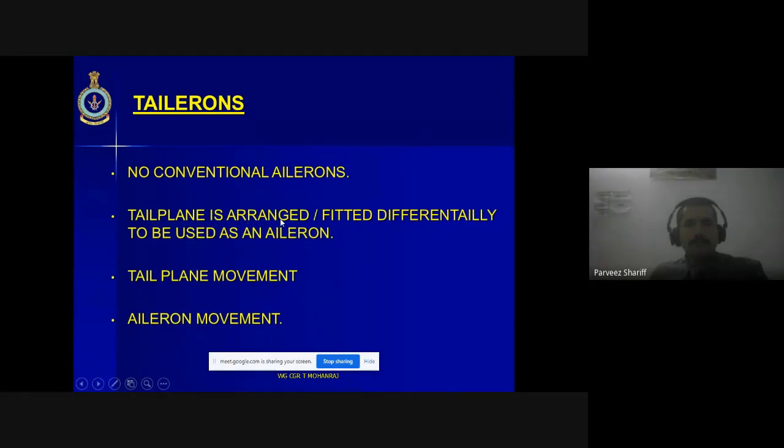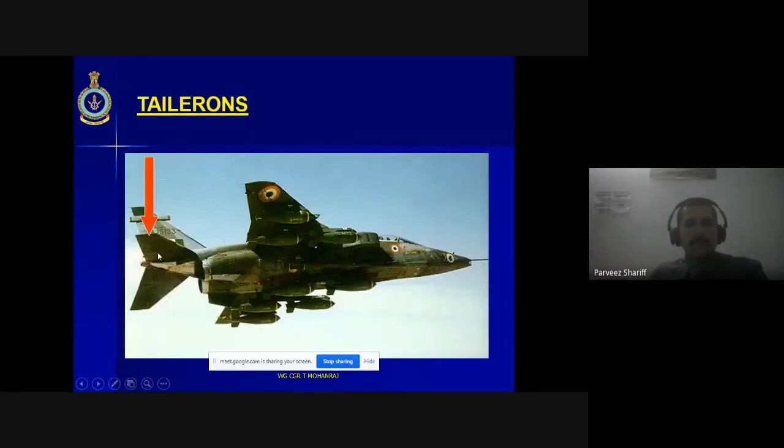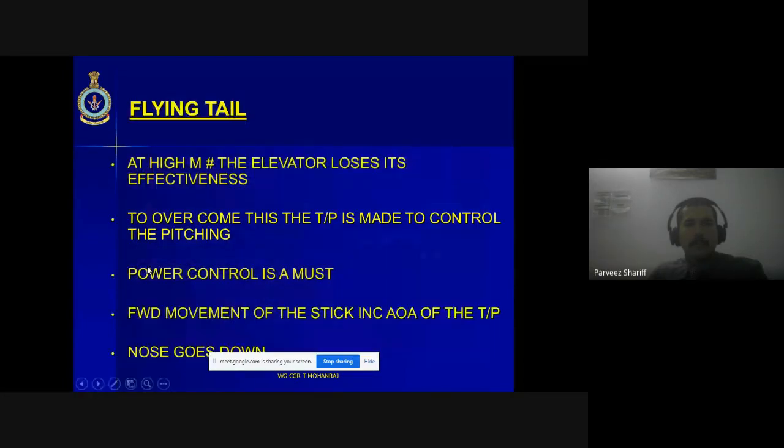The tail plane is arranged and fitted in differentially to be used as an aileron. It means there is no horizontal stabilizer. This entire section will move up and down. So this is aileron. But at high max speed, the elevator loses its effectiveness. So to overcome this, the tailplane is made to control the pitching. The entire pitching is controlled.